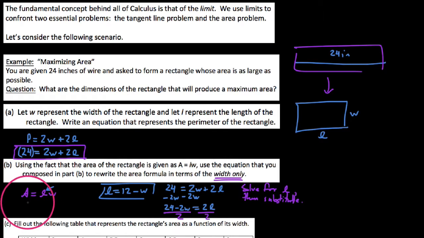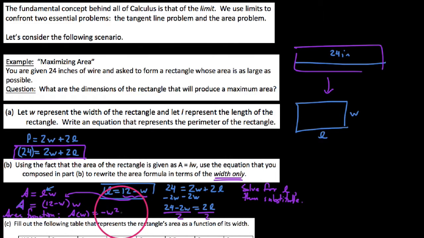With our area formula, we can now say that area is equal to the length times the width, where we substitute in this expression right here. So we get 12 minus W, times W. In other words, we can write our area function as a function of the width. Area as a function of width is equal to, distributing here, negative W squared plus 12W. This is our area function of our rectangle as long as we know the width.